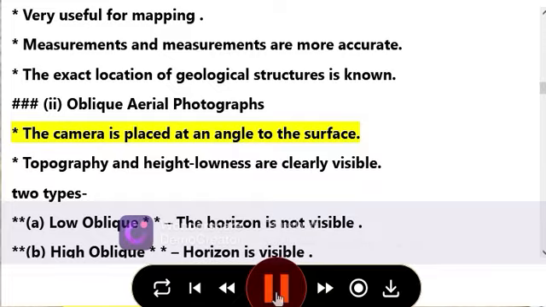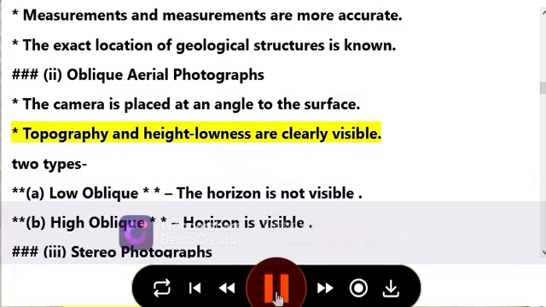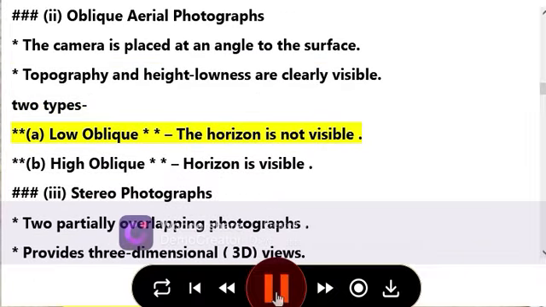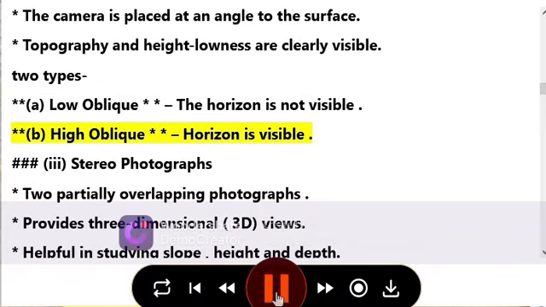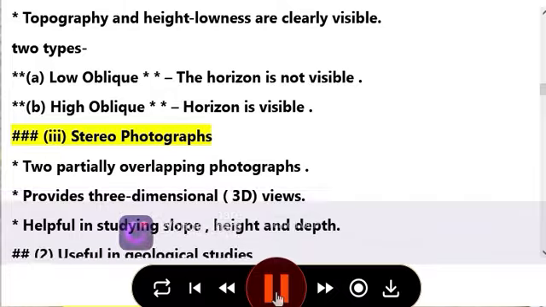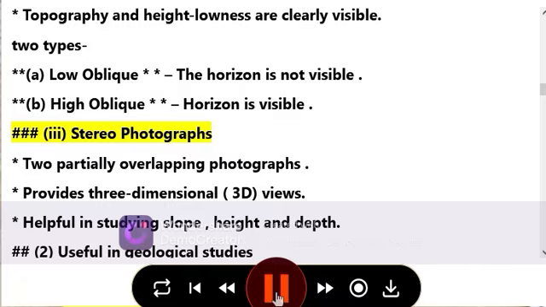2. Oblique aerial photographs. The camera is placed at an angle to the surface. Topography and height-lowness are clearly visible. 2 types. A. Low oblique. The horizon is not visible. B. High oblique. Horizon is visible.